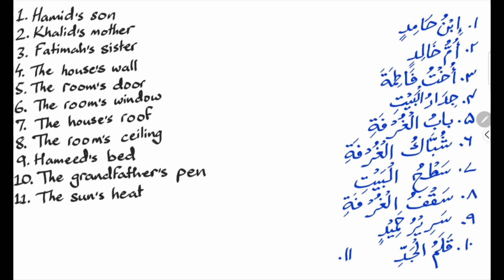Finally, we have number 11, which is the sun's heat. Heat is the mudaf, the possessed thing. Heat in Arabic is harrun. Harru. Sun in Arabic is shams. Add an alif lam to that to make it specific, and you get harru shamsi. Harru shamsi, the sun's heat.